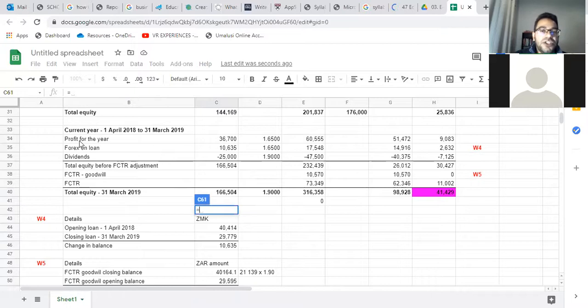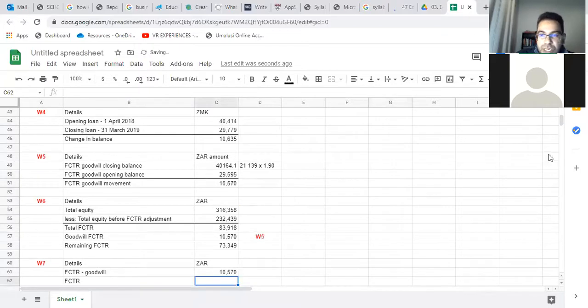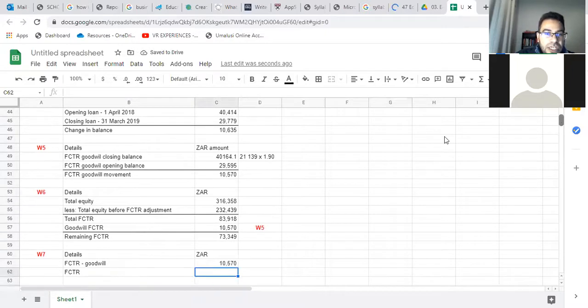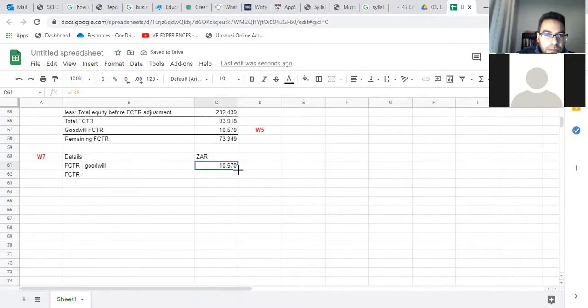There's no since acquisition, so there's only current year. The current year for the parent is going to be that for goodwill, and the one above for normal, the one below for the normal FCTR. So I'll just drag down the formula. So the important concept over here is when you deal with the parent, we only work with since acquisition, and we're only using the parent's portion. We're not using the total FCTR.